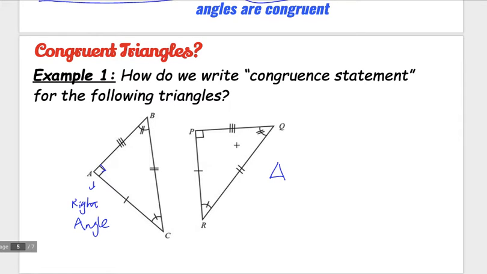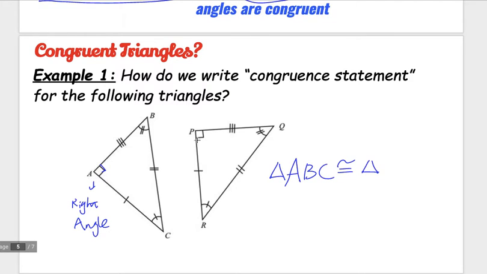Now how do I write it down? I can write the first one the way you like, ABC, that's fine, or BAC is not wrong either. And it's congruent, but when you write the second one, you have to pay special attention to the order. So I look for the angles when I do that. There's a little square at angle A, 90 degrees.